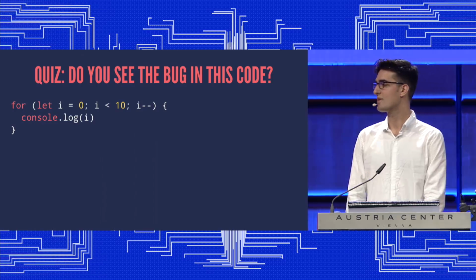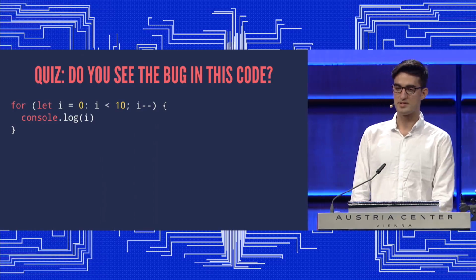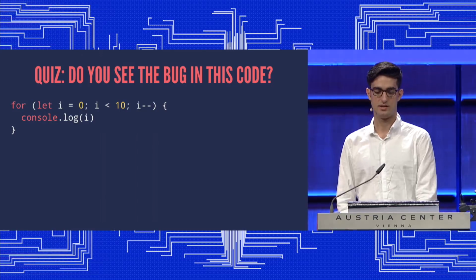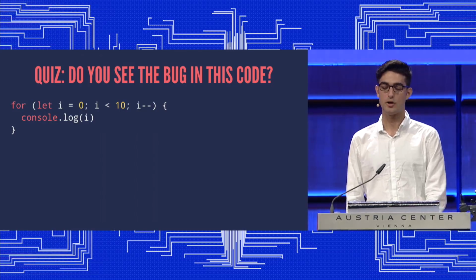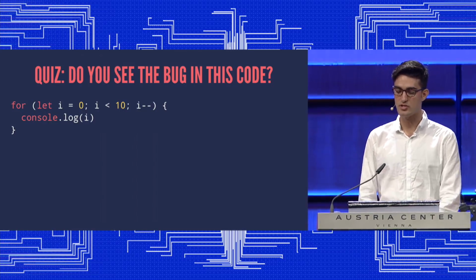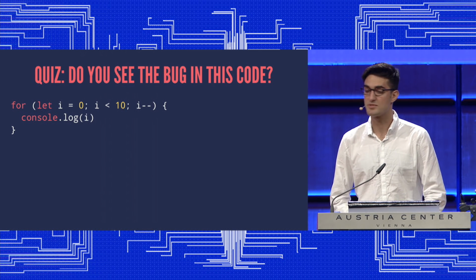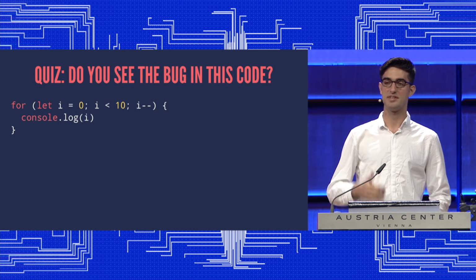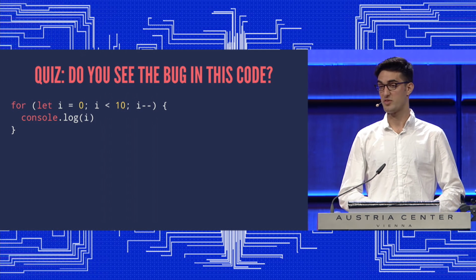So what's going on is the for loop is going in the wrong direction. So i is being decremented with each iteration of the loop, but the loop only stops when we get up to the number 10. So it's going to actually go forever. This is an infinite loop.